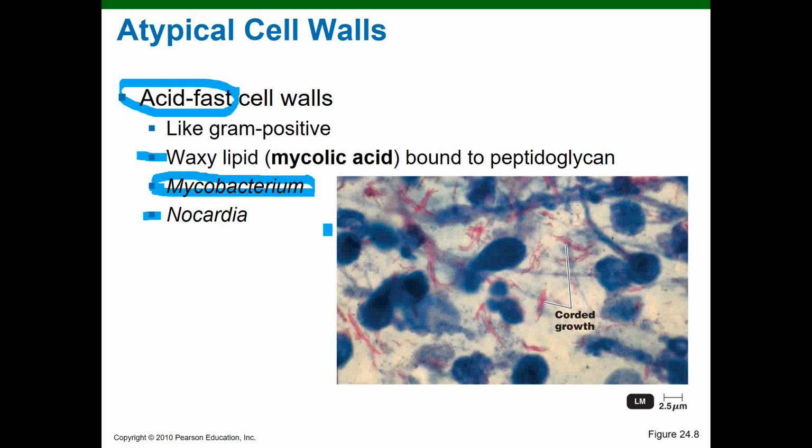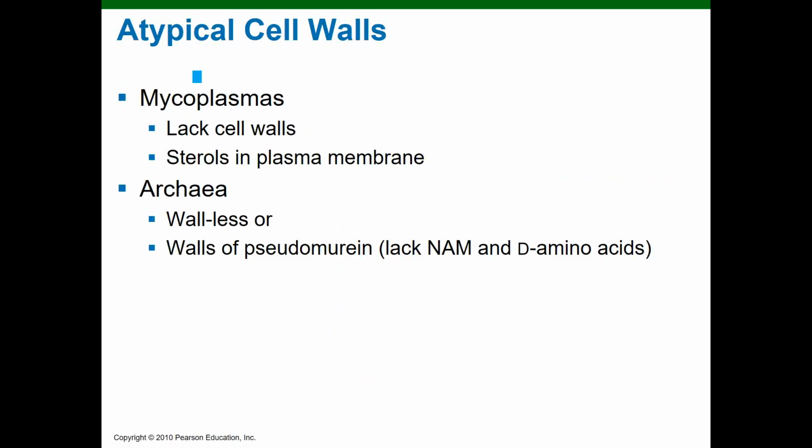Mycobacterium tuberculosis is the bacteria that causes tuberculosis, and there are a couple other members of that family that can also cause respiratory disease in people that we'll talk about later in the semester. But when you see the term acid-fast, that's what's happening. The acid-fast bacteria are actually the pink groups of bacteria here. So acid-fast, pink, so this is your Mycobacterium.